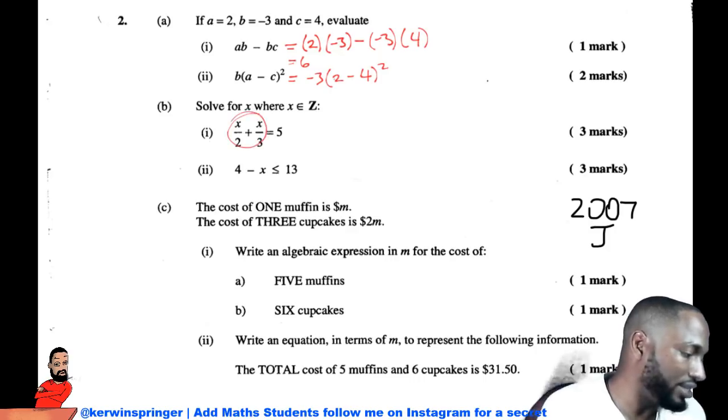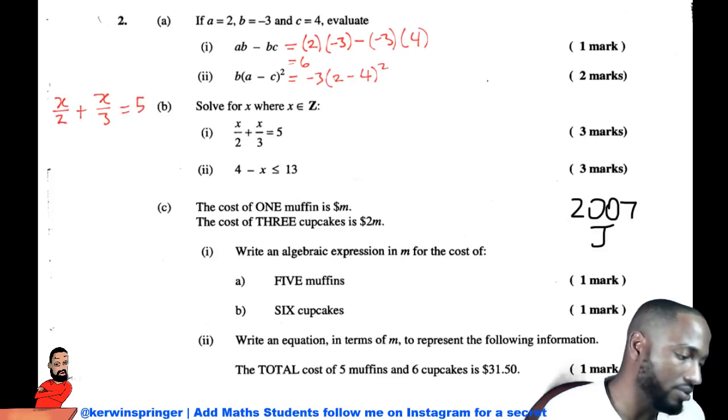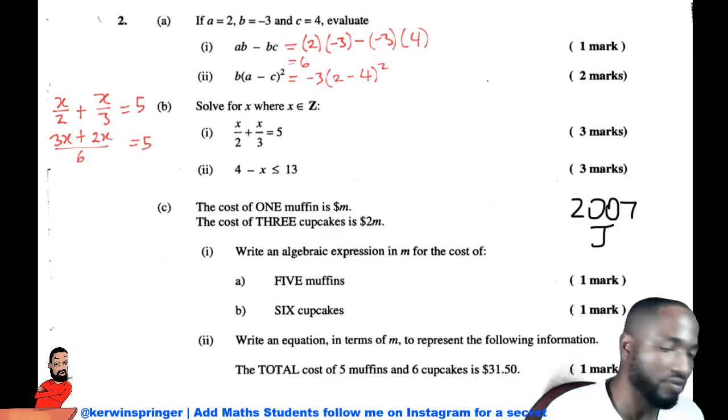In this question, there's what we call an algebraic fraction, a fraction involving an algebraic term, involving a variable. So you need to find the LCM of these two numbers and work along. Let's do it on this side here. You have x over 2 plus x over 3 equal to 5. Find the LCM of 2 and 3, which is 6. Then you tell yourself 2 could go into 6 3 times, so it'll be 3 times x. Then 3 could go into 6 2 times. Since there's a plus there, it's a plus, so it'll be 2 times x equal 5.